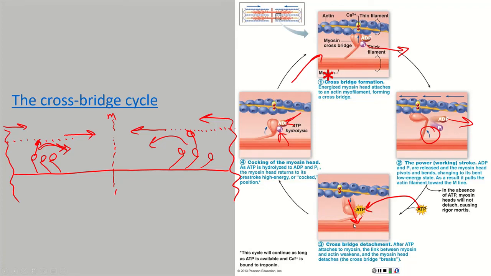ATP is hydrolyzed, it's split into ADP and inorganic phosphate. The hydrolysis of ATP causes the myosin to bend back to its original shape. We say it cocks it into the high energy position. All that means is just the head raises up and it's ready to go again. And as long as calcium is present, we keep going through this.